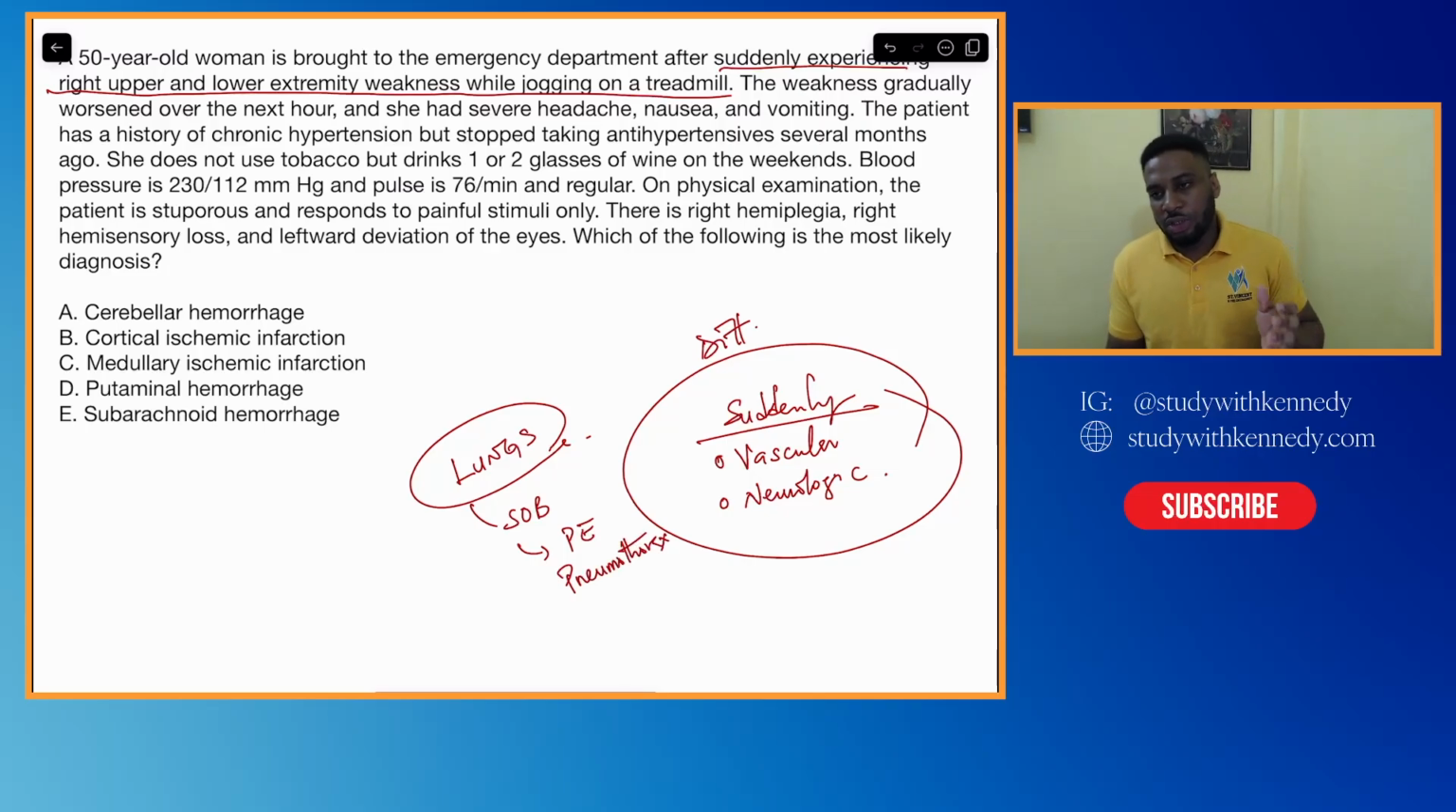Because think of it, suddenly you occlude the pulmonary vessel. All of a sudden, there's no blood flow to the lungs. The patient immediately experiences shortness of breath. So sudden onset shortness of breath, you're thinking, boom, it has to be pulmonary embolism or a pneumothorax.